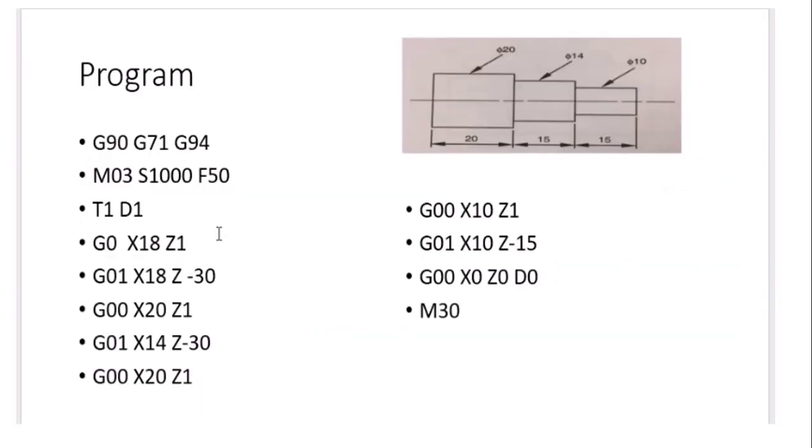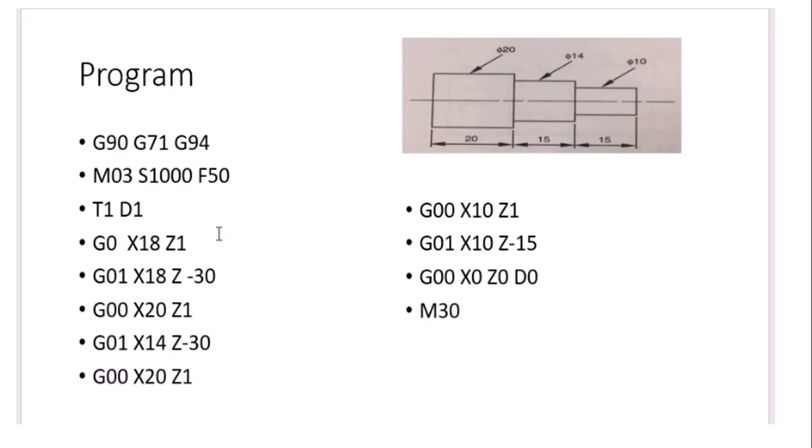Fine. Now the next is your program for the turning operation. You can see there's an image for a simple turning component which has length 20 plus 15 plus 15, and the diameter is given along with it. So we'll start the program as we discussed previously with G90. We need to tell it that it is the absolute coordinate system.